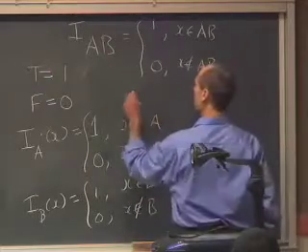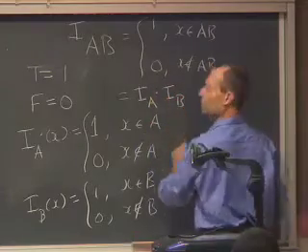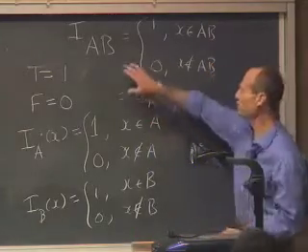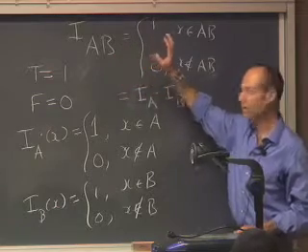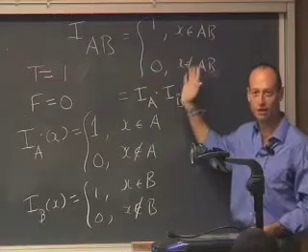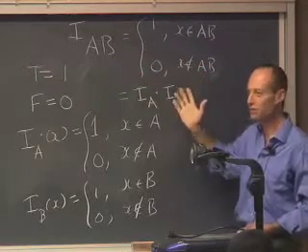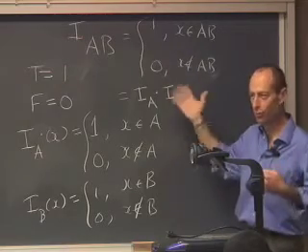So I_AB is, in fact, equal to I_A times I_B. And this is why this sort of multiplication notation for intersection makes sense, because the membership function, the indicator function for the intersection, is the product of the indicator functions for the two sets separately. Again, this is just a cultural nuance. You don't have to remember this. It just might help you understand where the notation comes from.